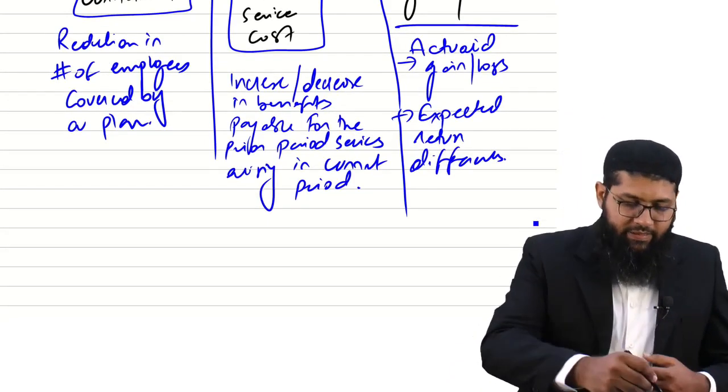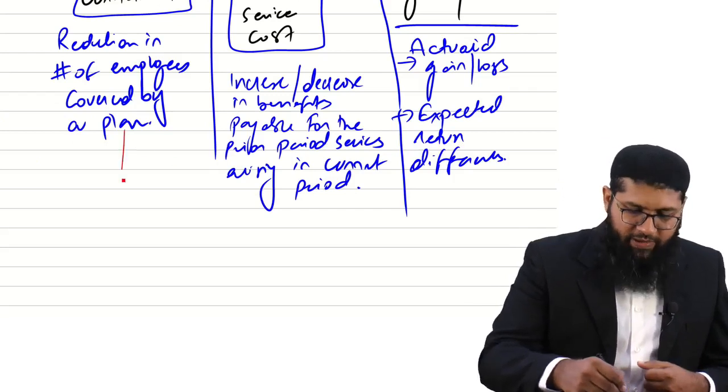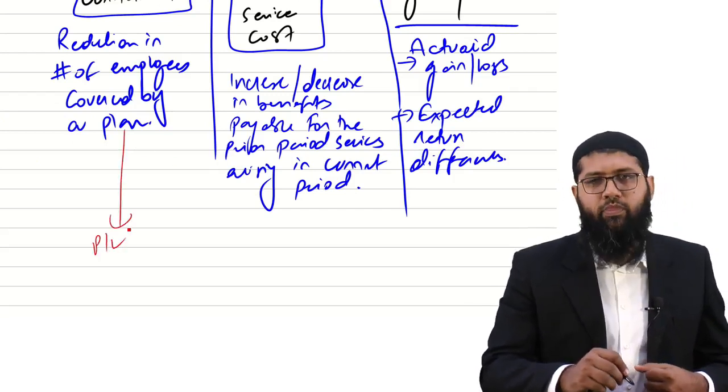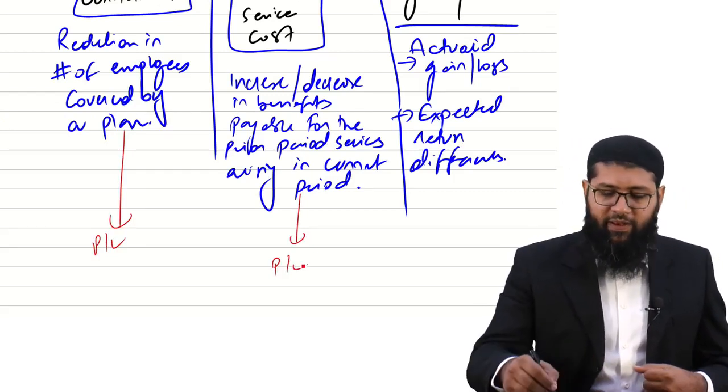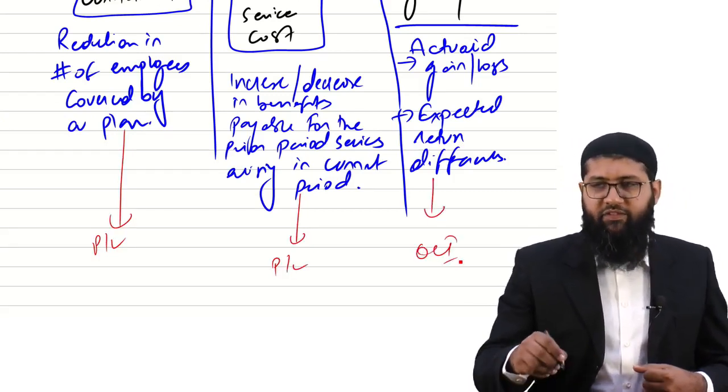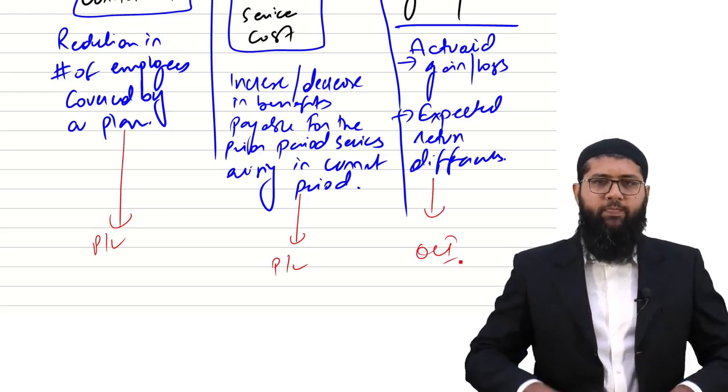Now, the curtailment is required to be recognized in the P&L. The past service cost is required to be recognized in the P&L, and this is required to be recognized in the OCI.